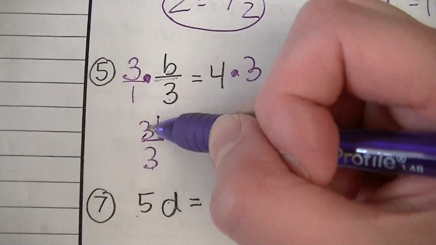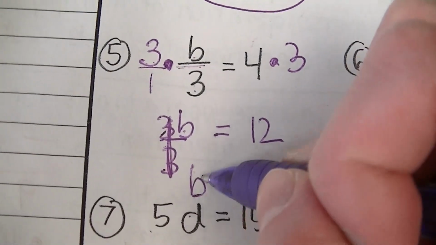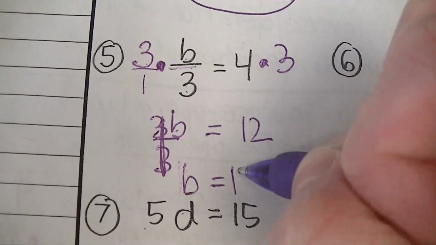3 divided by 3 is 1. So 1b can just be written with just plain old b right there. There's just a b, or you can put a 1 in front of it, it doesn't matter. They're saying b equals 12.